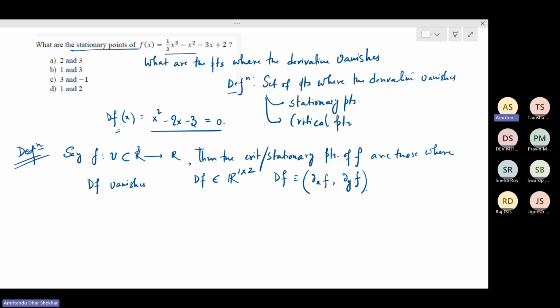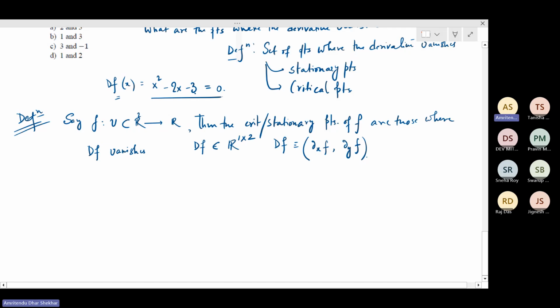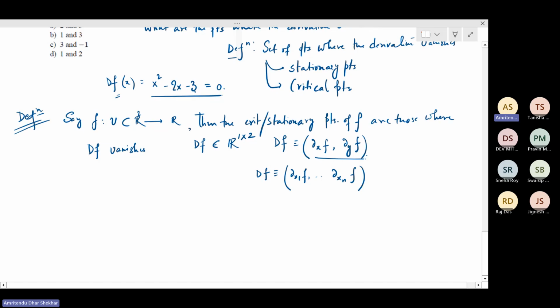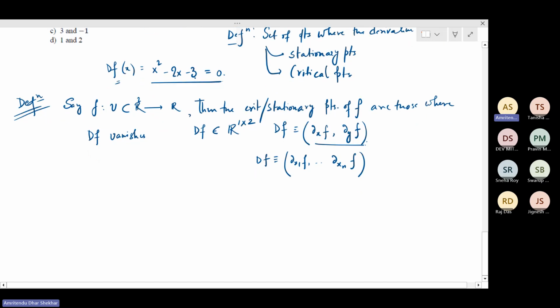If you have a function of n variables, then the derivative would be just the corresponding partial derivatives. So it would be del x1 f up to del xn. Now what we are saying is that we want the critical points of f to be the set of points where this derivative vanishes. The derivative vanishing is equivalent to saying that this 1 cross 2 matrix must vanish, which is just saying that the entries must vanish.